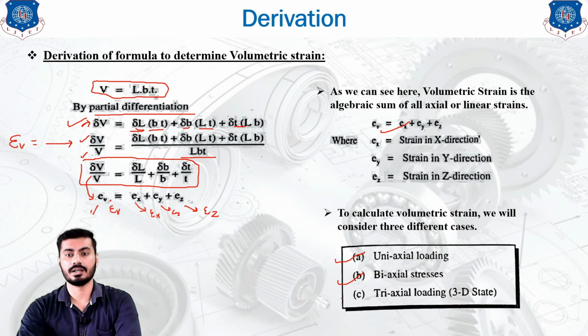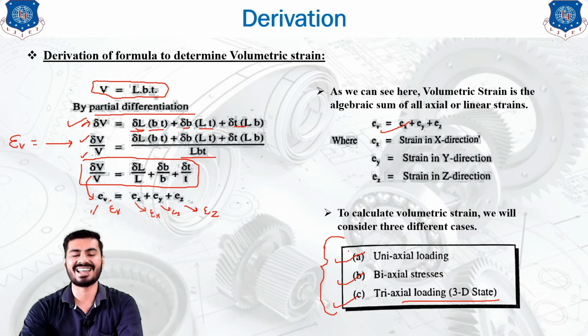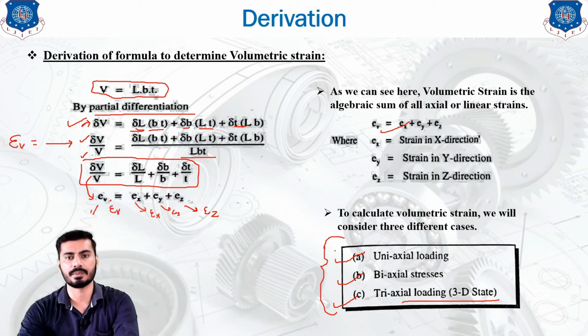Our next type is the triaxial loading, or that is known as a 3D state. In which we will consider the three mutually perpendicular direction loading, x, y and z. So for each and every case, for three different cases, we have calculated the volumetric strain equation, and that equation will be directly utilized in our examples to solve the 7-marker example.